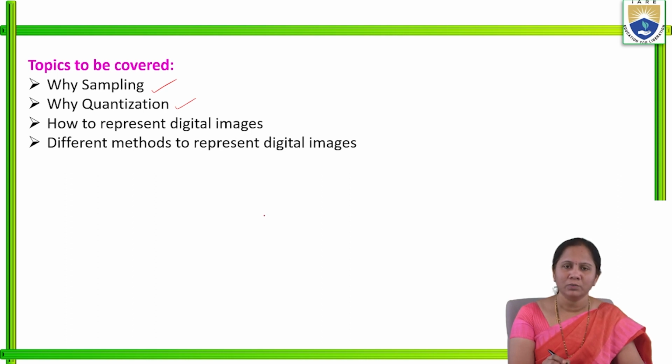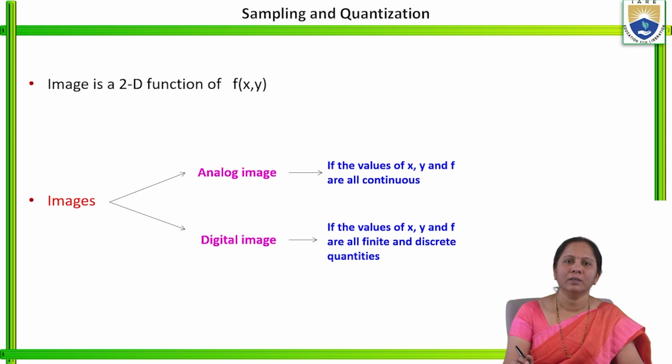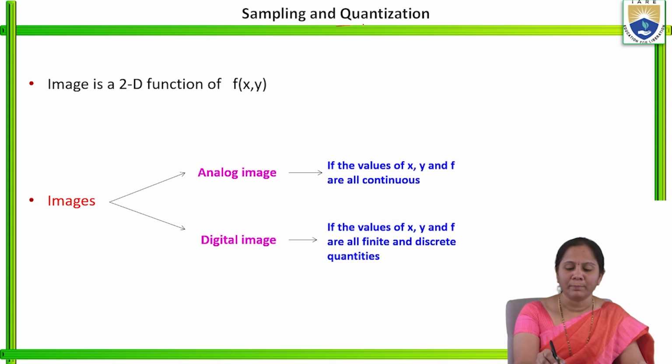After that, to understand how to represent digital images, we need to learn how many different ways there are to represent digital images. Now, in the previous sessions, we have covered image sensing and acquisition. So in continuation with that, we need to learn about sampling and quantization.